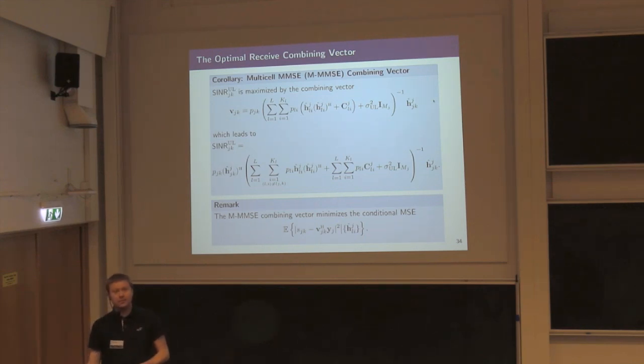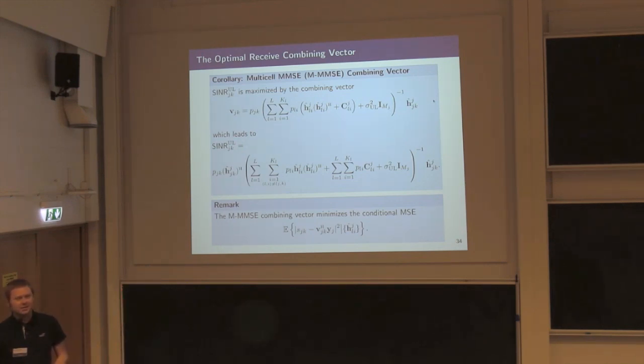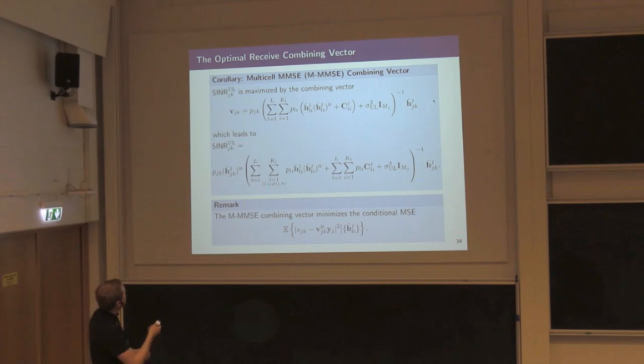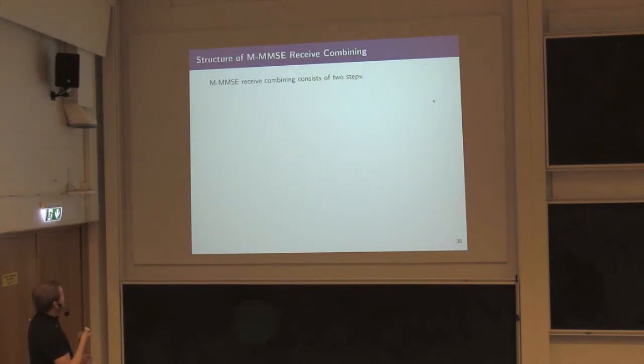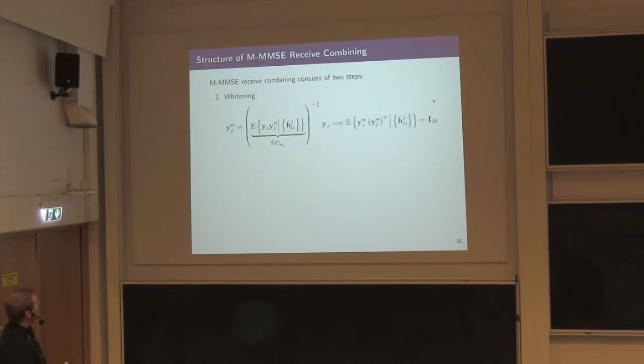Do we have to have all of the estimates available in all the cells to be able to do this? Yes, and we will come back to that in a few moments. But let's first try to understand what does this really mean. So the MMSE receiver consists of actually two different steps. The first thing is what you can view as a whitening of the signal.